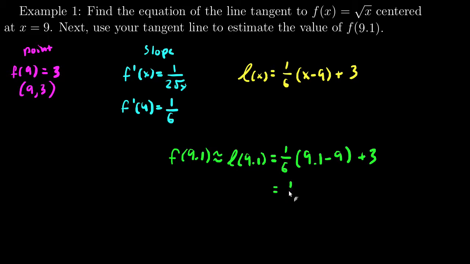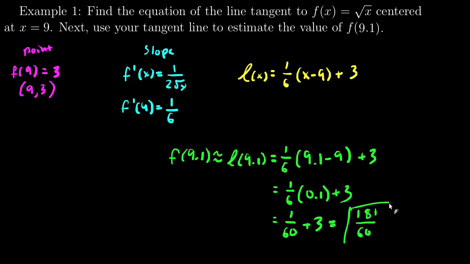So this will be 1/6 times 0.1 plus 3. 0.1 is 1/10, so this will be 1 over 60 plus 3. 3 is the same thing as 180 over 60, so this will be 181 over 60. And that is my approximation for the square root of 9.1.